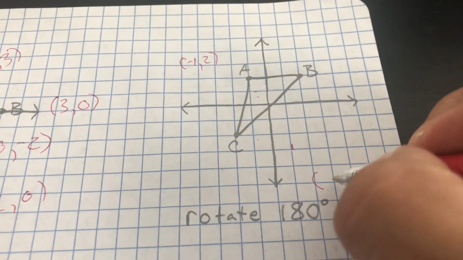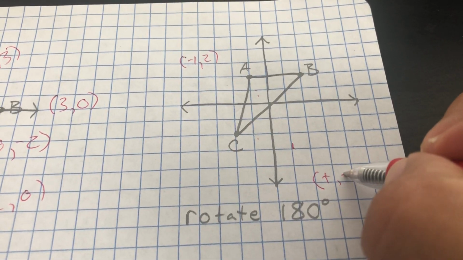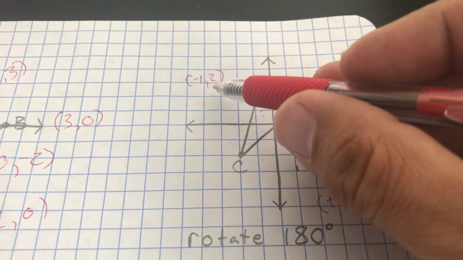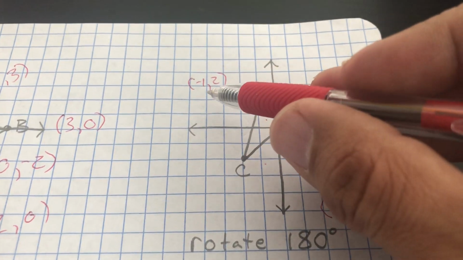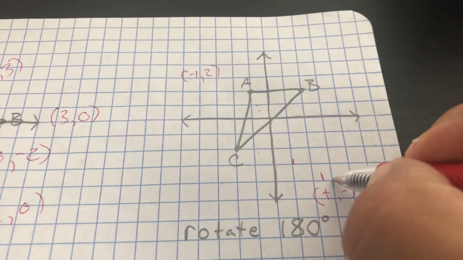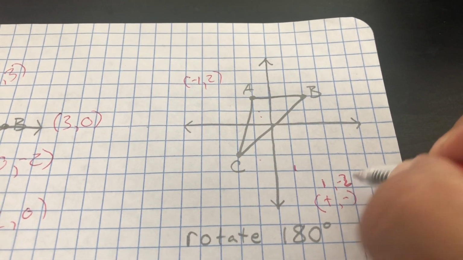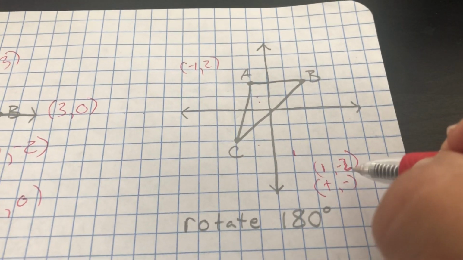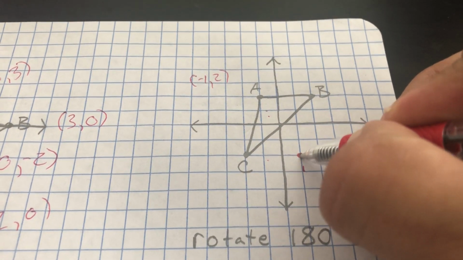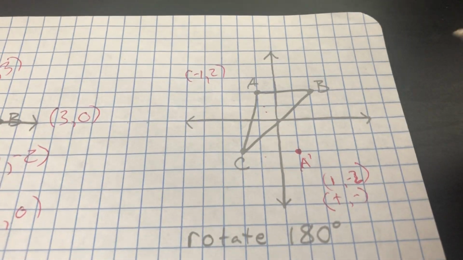So we know that it's going to be a positive, negative. But also the numbers are going to swap twice. They're going to rotate twice, which means they're going to end up in their exact location. So we know that the answer is going to be 1, negative 2. That's horrible too. So that's going to be 1, negative 2. That ends up right here. This is where A prime ends up.